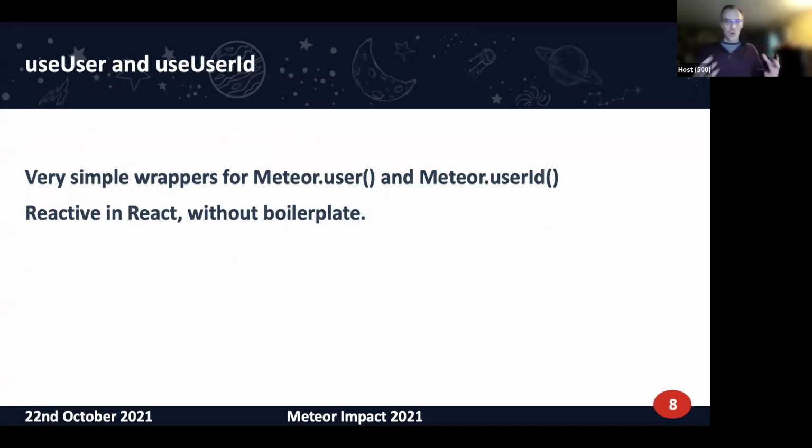We also have a couple of smaller hooks that we're working on. I don't know if we've released these yet. useUser and useUserId. These are not super complicated. They're actually, I think they're each only 7 or 8 lines of code. They're basically just convenience wrappers.